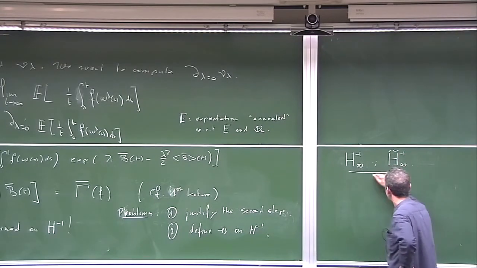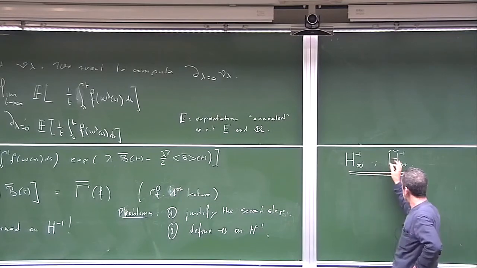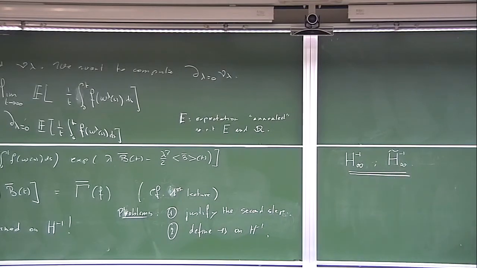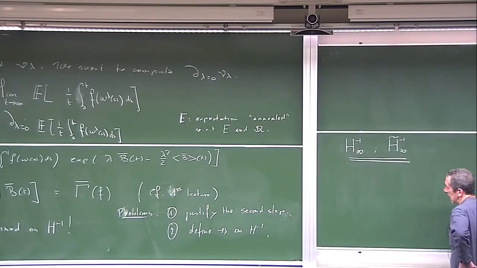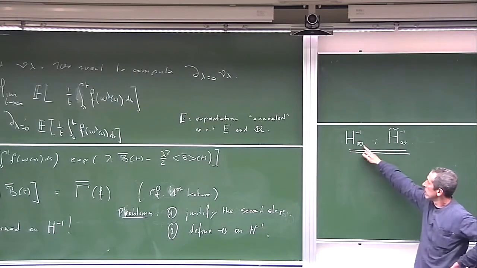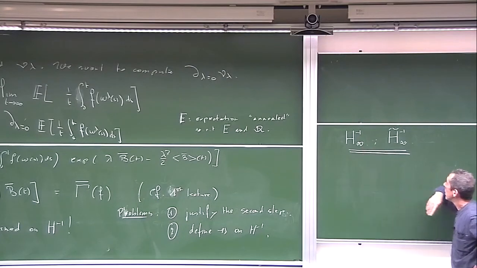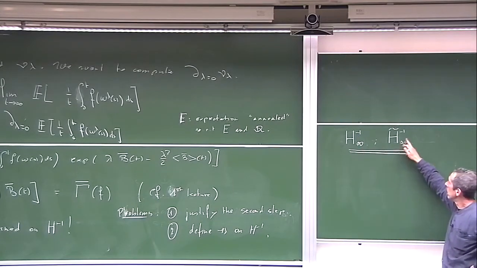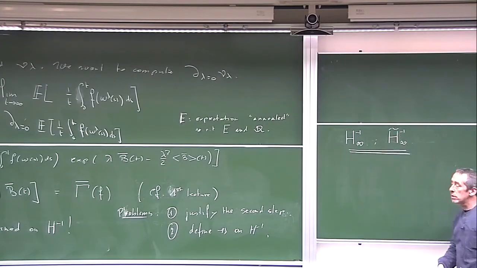So this notation reflects the fact that the two spaces are subspaces of H-1, but in that case there is one extra condition about some L-infinity bound I will show you in one second, and in that case this tilde is because we further impose some regularity on the function.